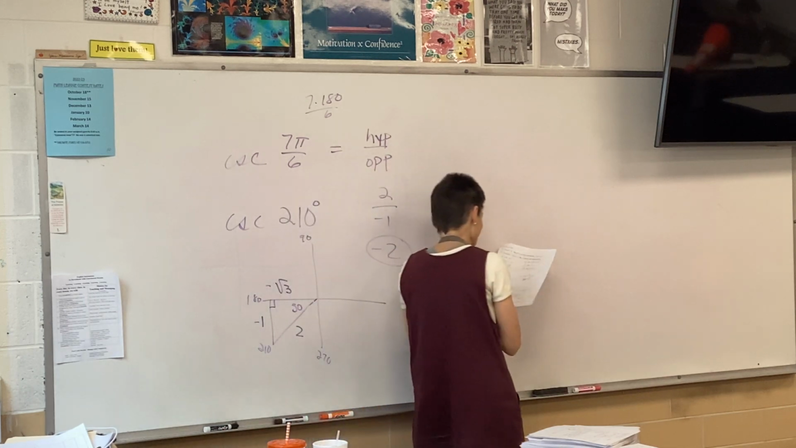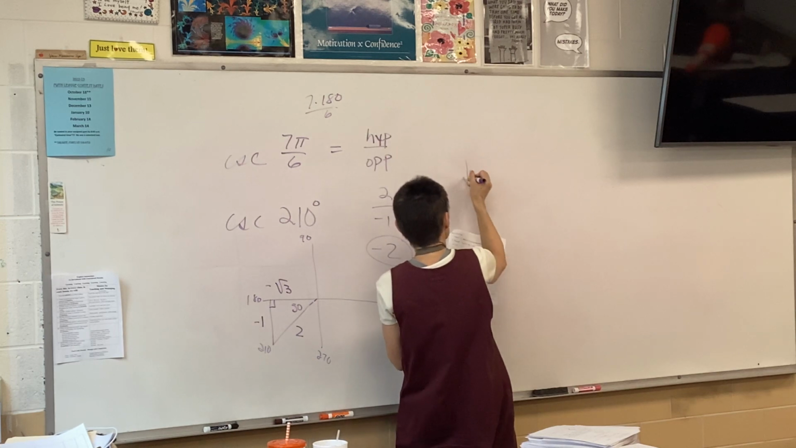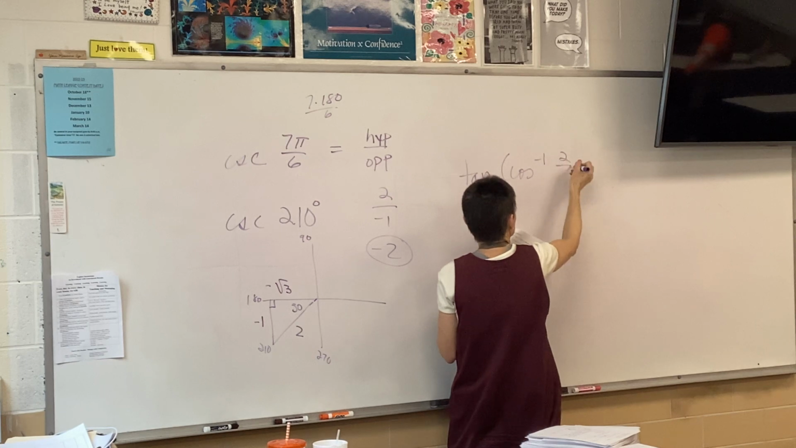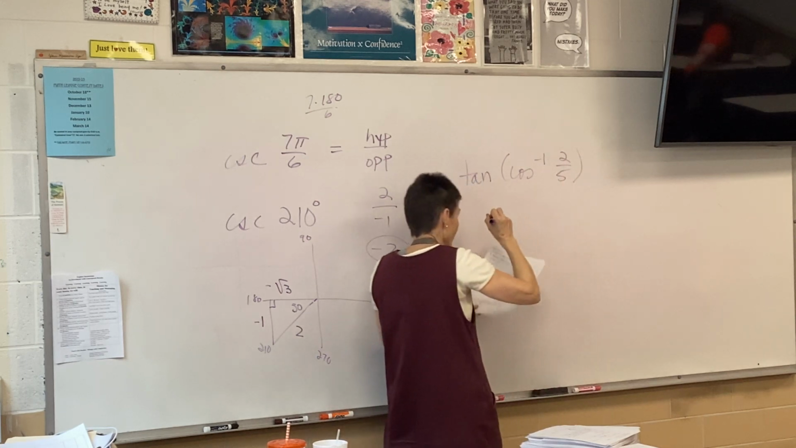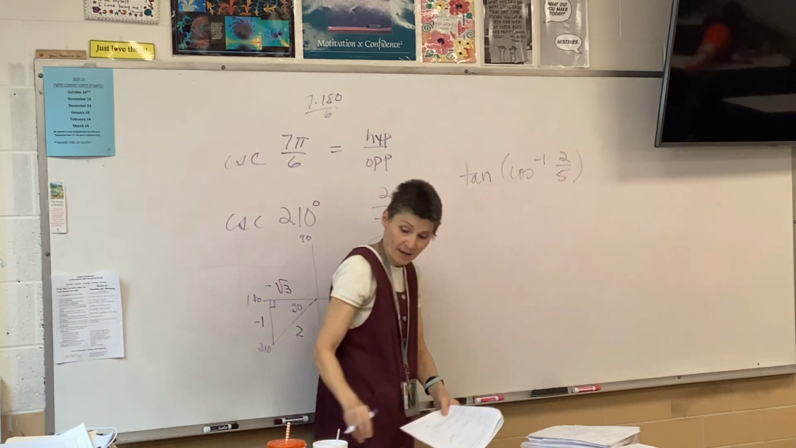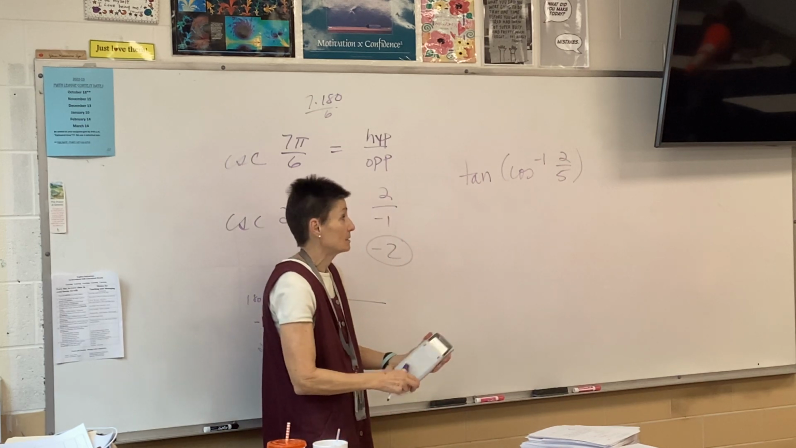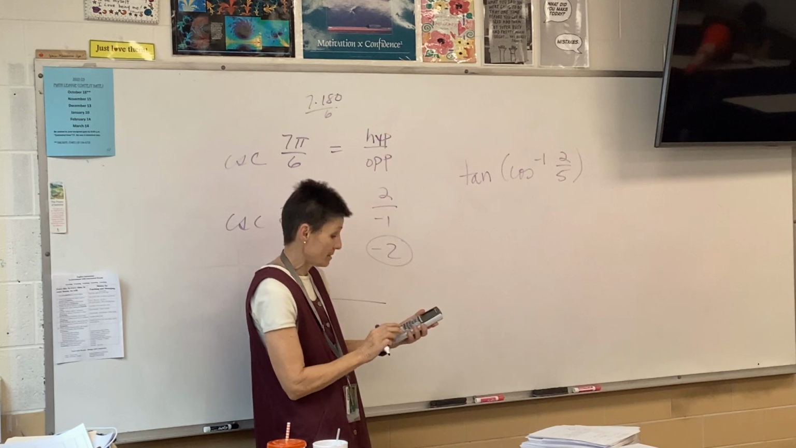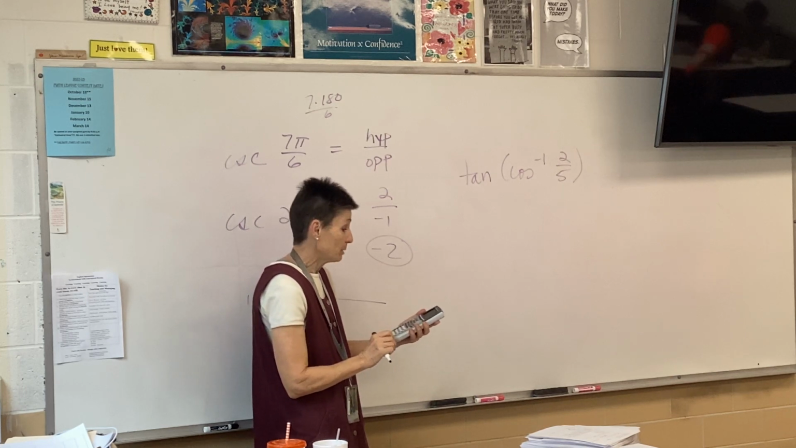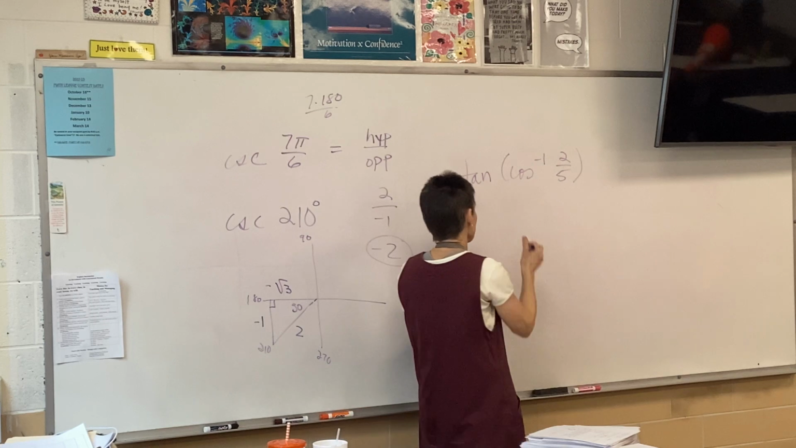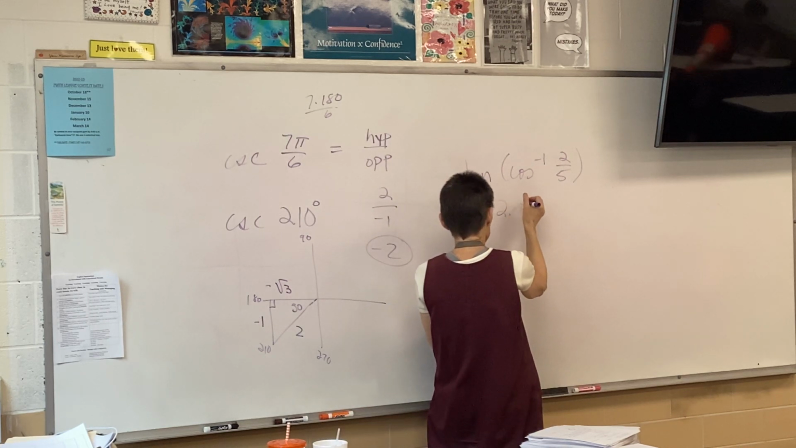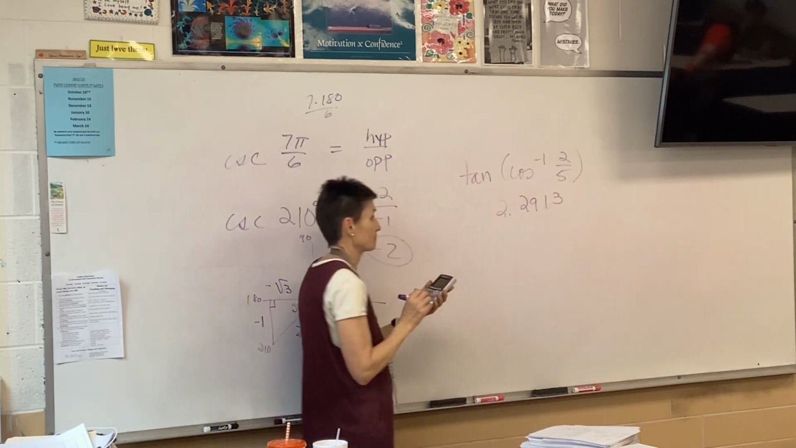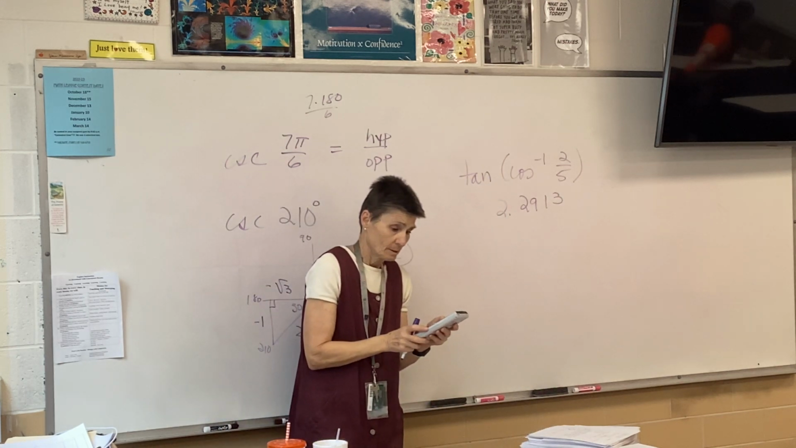This is what Abby did earlier, this kind of problem. We're going to do this problem twice. We're going to do it with our calculator, and that's probably the easiest. Tangent, secant, cosine, 2 divided by 5. Please, don't put any parentheses in, the calculator will do it for you. 2.2913. Is that what you got?